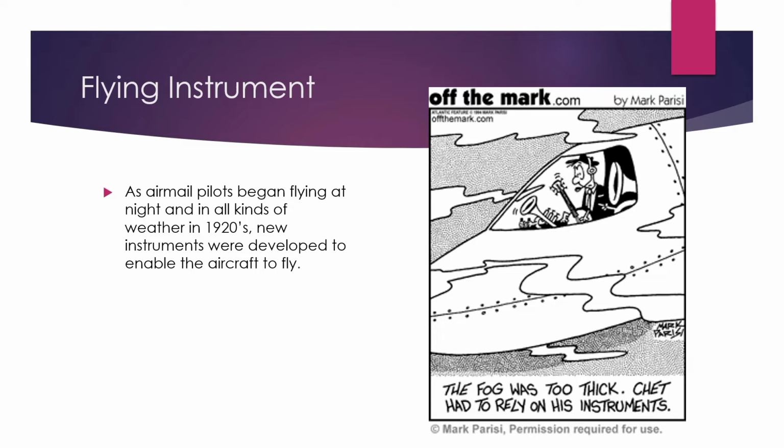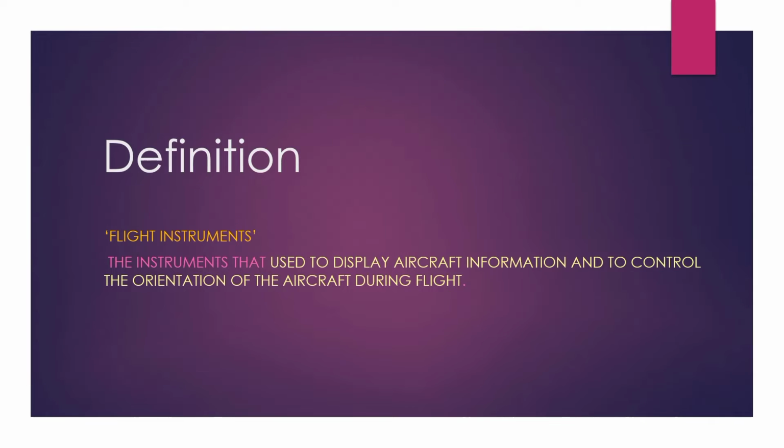See the flying instruments. As pilots began flying at night and in all kinds of weather in the 1920s, new instruments were developed to enable the aircraft to fly. Definition: flight instruments are the instruments used to display the aircraft's state and to control the orientation of the aircraft during flight.